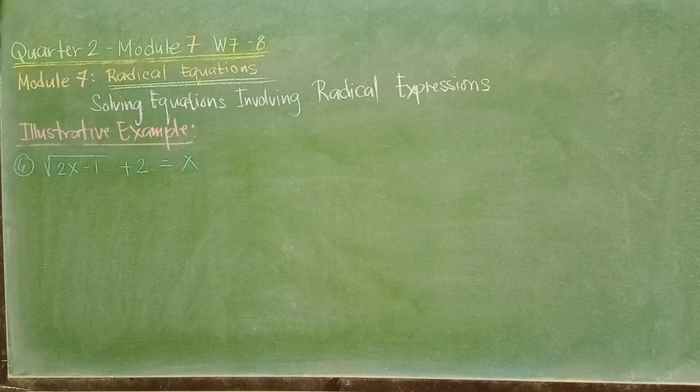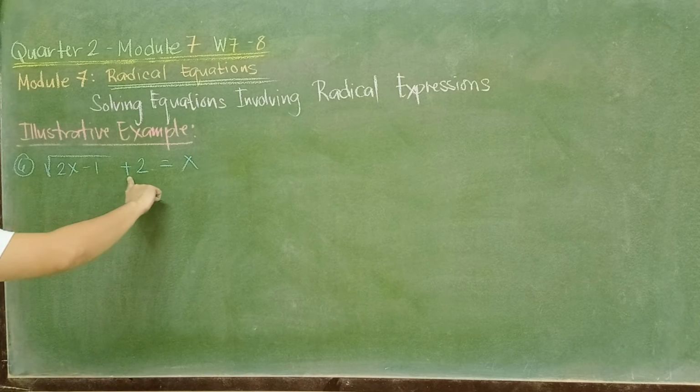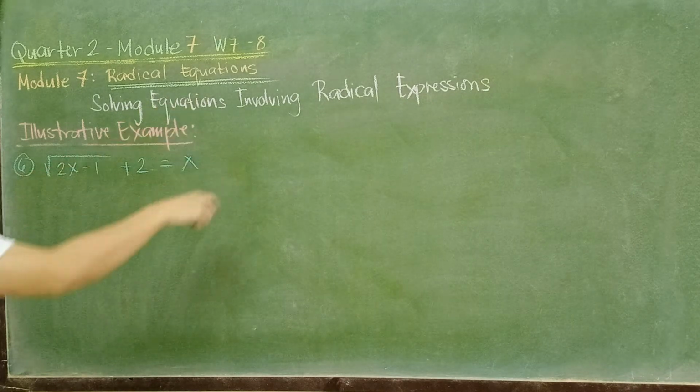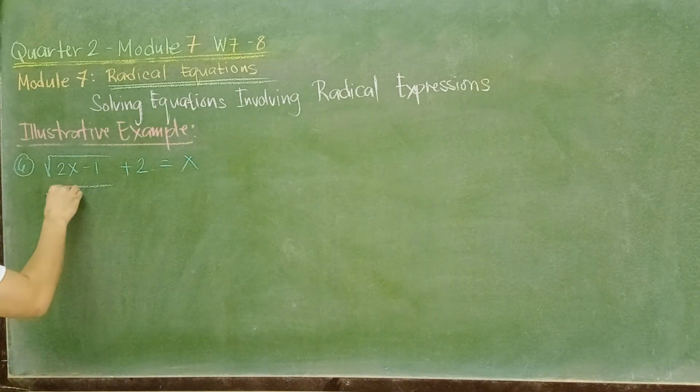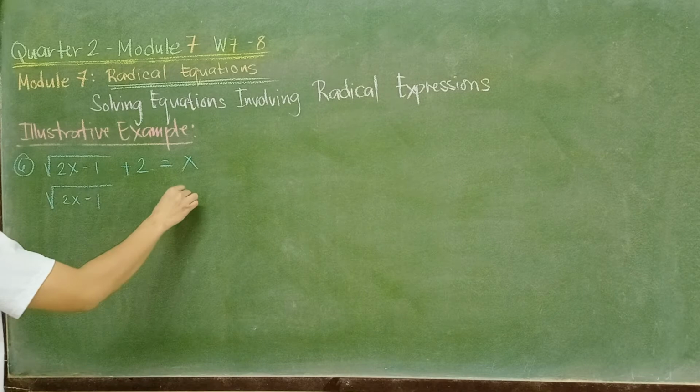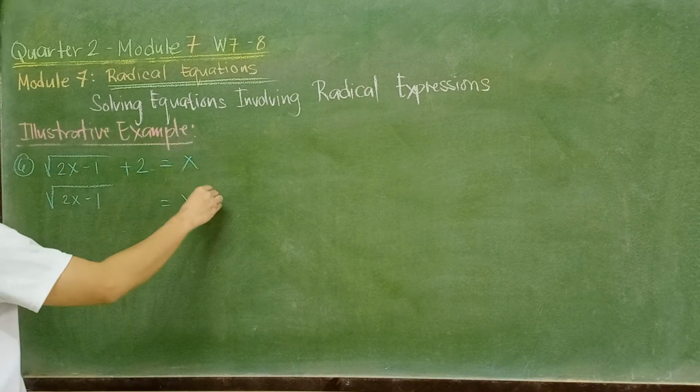Next, number 6, we have the square root of 2x minus 1, plus 2, is equal to x. Now, first step, transpose muna natin lahat ng terms na wala namang radical sign. So in this case, yung positive 2, wala siyang radical sign, to transpose natin sa kabila. So you have 2x minus 1, and then x, yung positive 2, magiging negative 2.